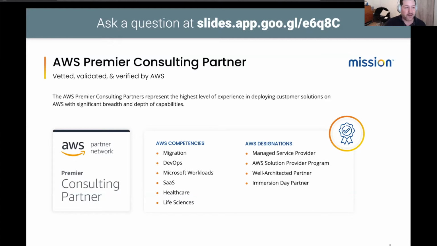And not only that, we have a bunch of competencies, and all of this is based upon actual work in publicly referenceable case studies that we have, evidence of our talents and skills with our customers. And you'll see some of the competencies here, which we're very skilled at. So migration is definitely one of them, DevOps, Microsoft workloads. And then you'll see on the designation side, we're actually a managed service provider as well, but not your father's managed service provider, right? We don't manage printers and endpoint desktops and things like that. We're all in on AWS, and we can manage your entire AWS cloud environment.